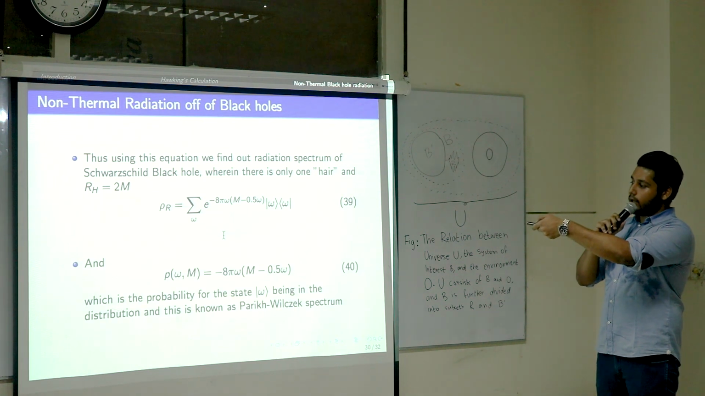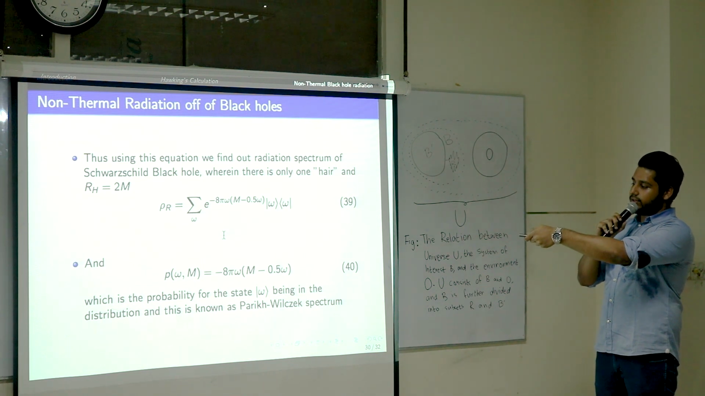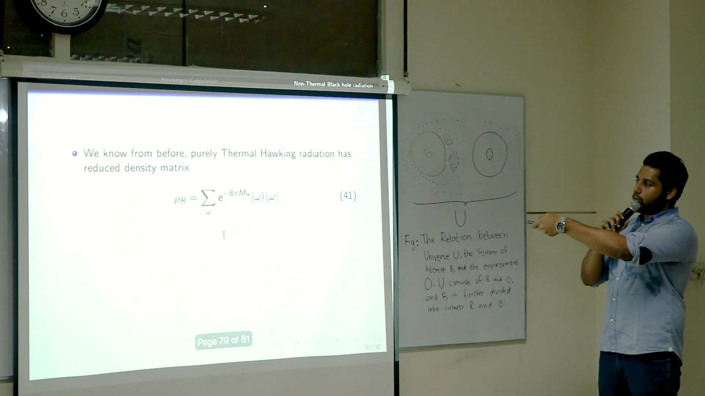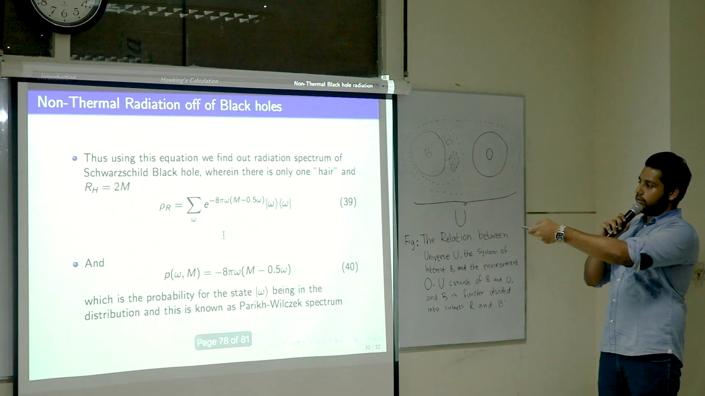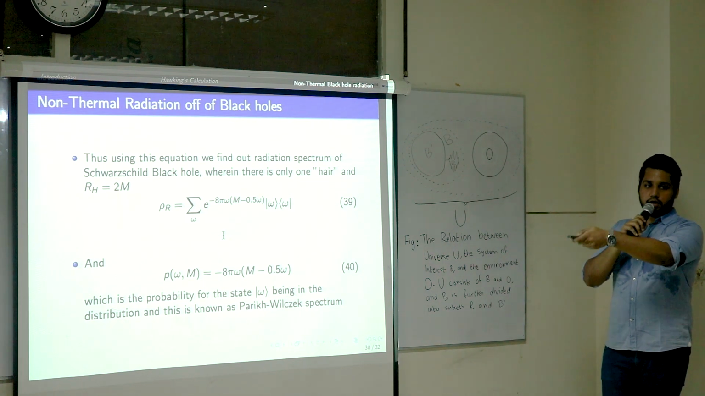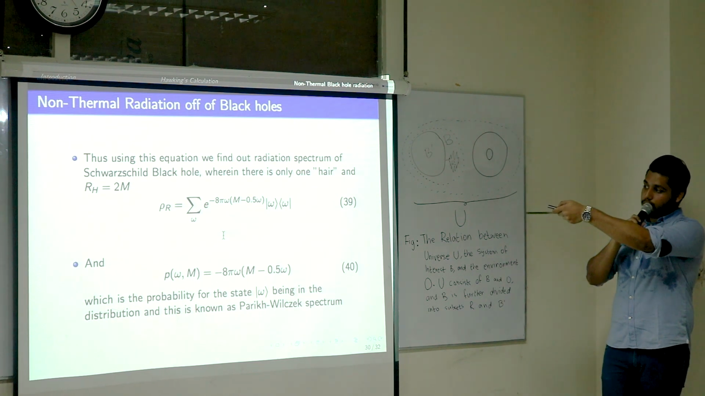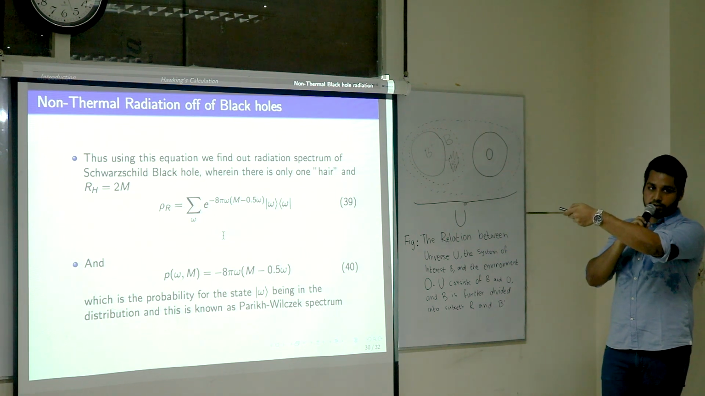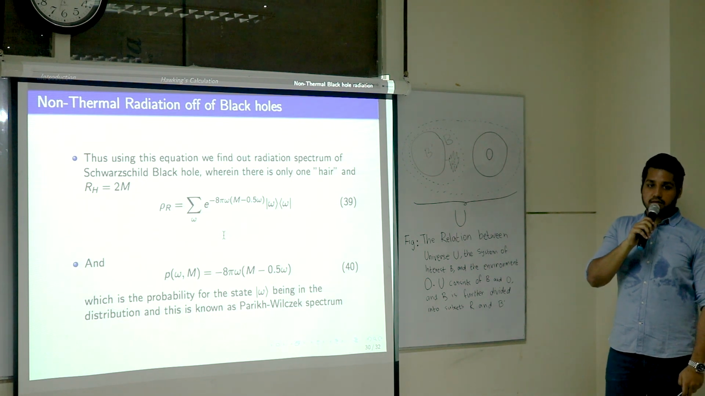This is the non-thermal spectrum, and this is the probability of state omega being in the distribution, and this is known as the Parikh-Wilczek spectrum. What would have been a thermal spectrum is rho(omega) = e^(-8 pi M omega), as you can see. If you take into account higher energies for radiated particles, we get not just a thermal spectrum but a non-thermal spectrum, which starts to give correlation and thus decreases the entropy, causing entropy to be conserved, hopefully.